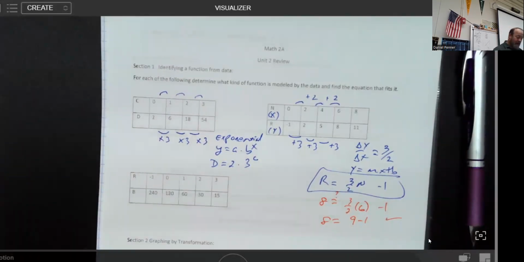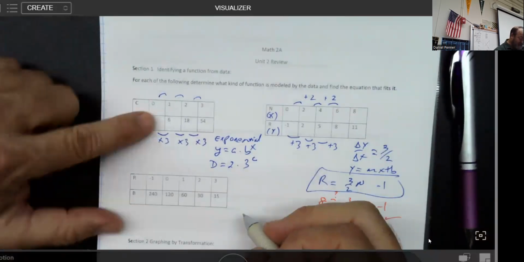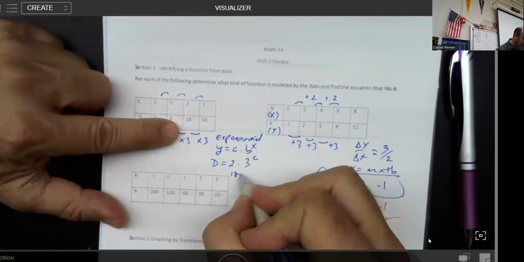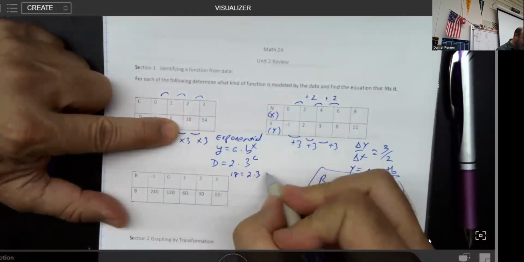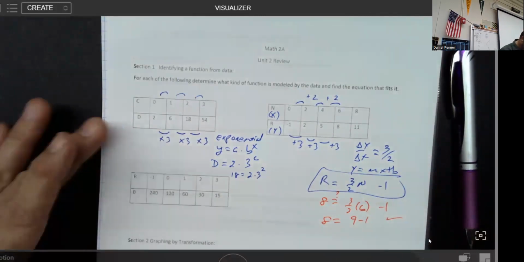And in the same way, we might want to go back to this problem right here and try a number like, say, plug in 2 and give me 18. So if I plugged in 18 for D and I plugged in 2 for C, we can see that that also works because 2 times 9 is in fact 18.